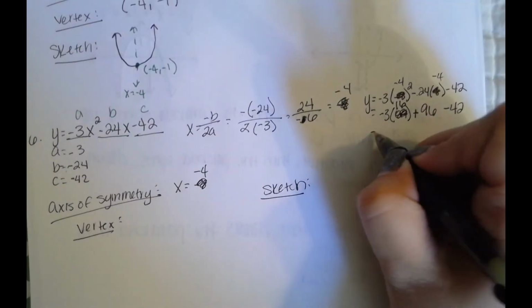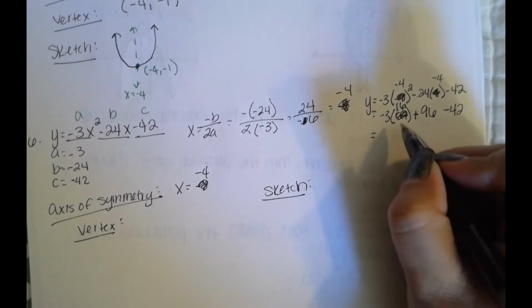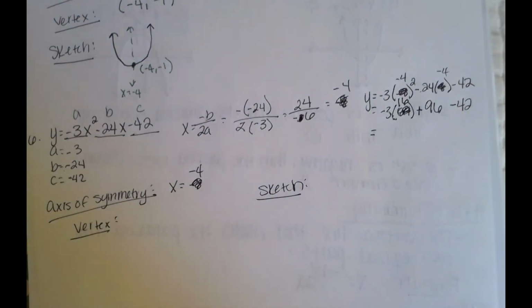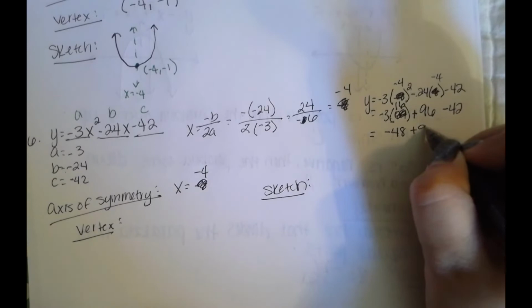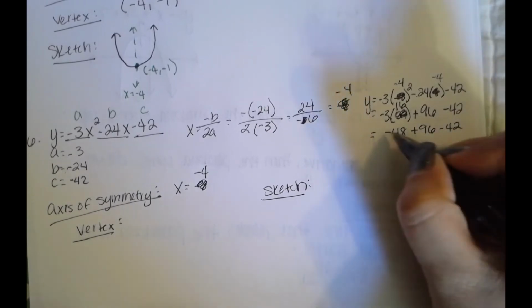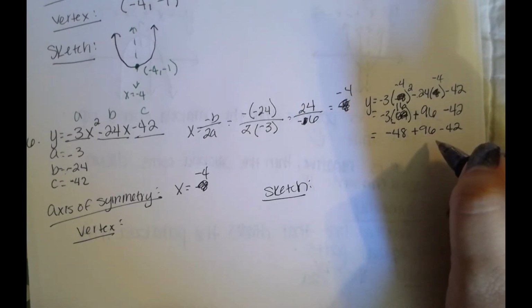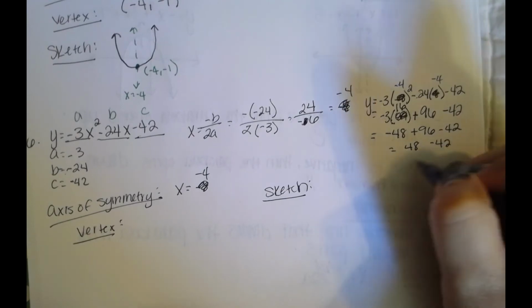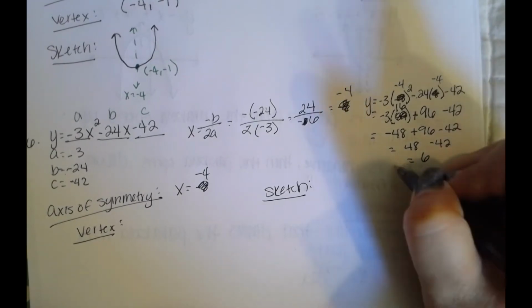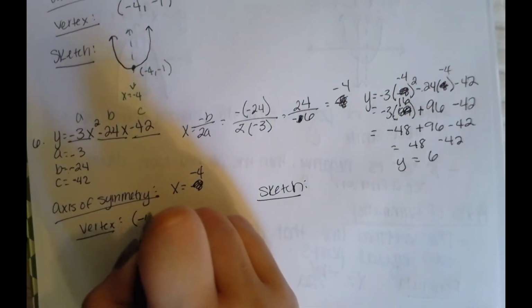Alright, before you can add or subtract, notice you still have multiplication, so we still have to do multiplication first. Negative 3 times 16 is actually negative 48, plus 96 minus 42. Remember, do addition and subtraction from left to right, so negative 48 plus 96 would give you a positive 48, minus 42, which would then give you a positive 6. So y equals 6. So your vertex is when x is negative 4, y is a positive 6.